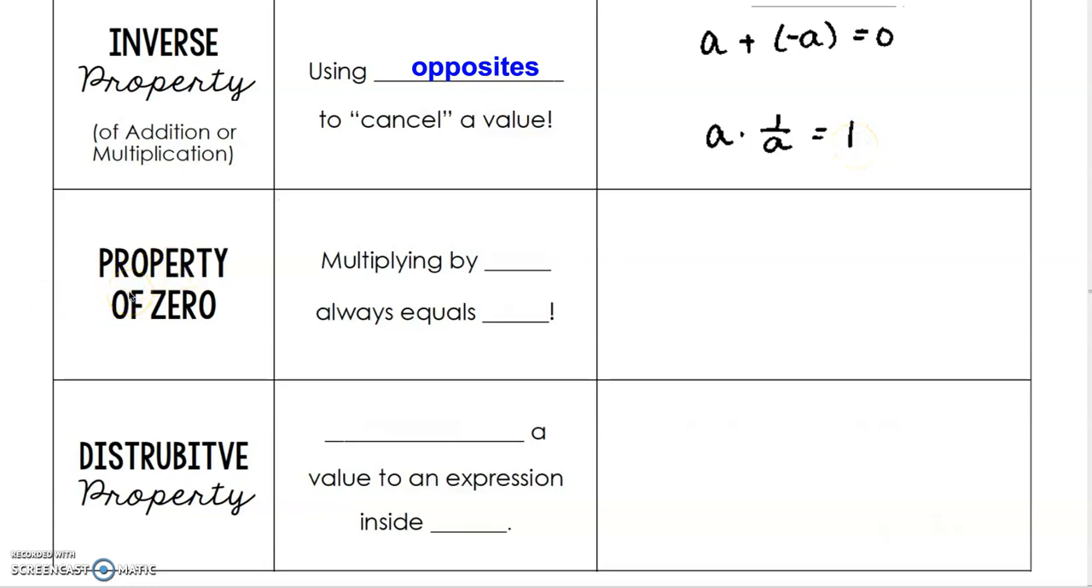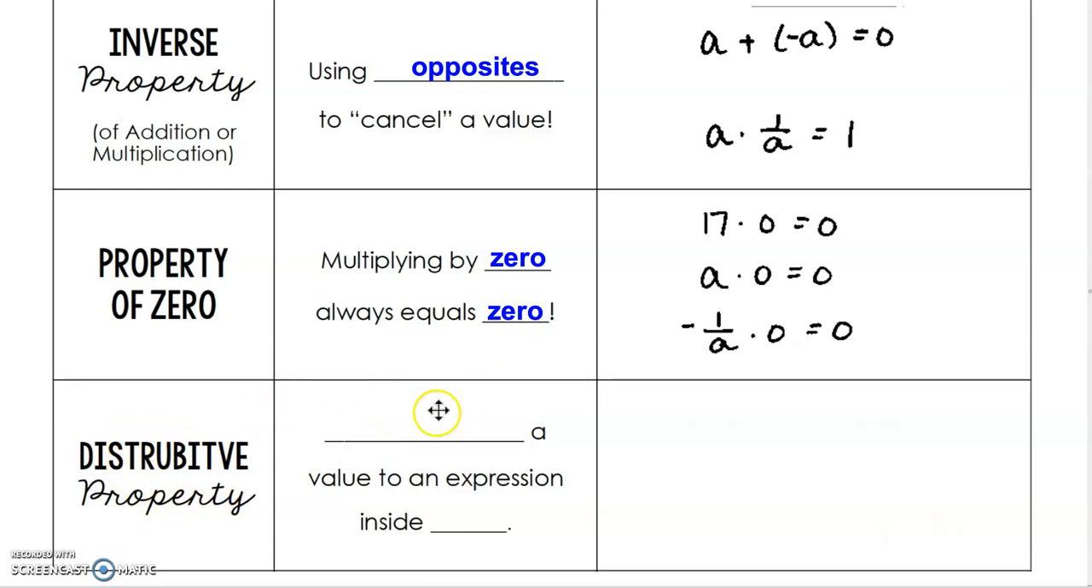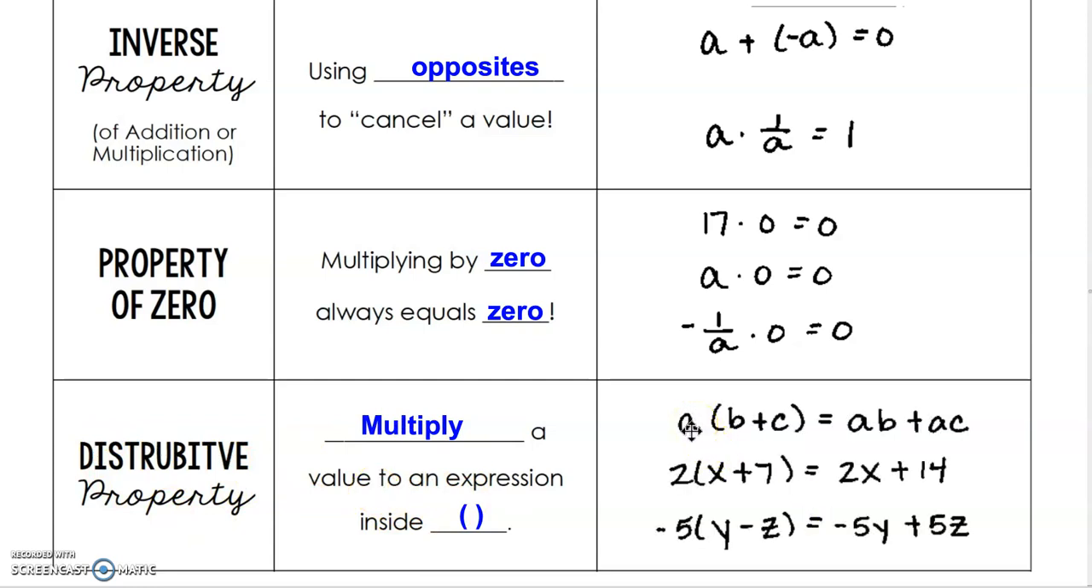The property of 0. No matter what, when we multiply by 0, we always get 0 back. 17 times 0 is 0. A times 0 is 0. Negative 1 over a times 0 is still 0. The distributive property means we are multiplying a value to an expression that's in parentheses. We'll talk more about this in a later lesson, but for right now, this is what distribution looks like. We have a that's being distributed across this expression b plus c. So we're sharing the a with every term inside that expression. Same here with the 2. We're multiplying the 2 times both the x and the 7 to get 2x plus 14. We're multiplying the negative 5 times y and minus z to get negative 5y plus 5z.